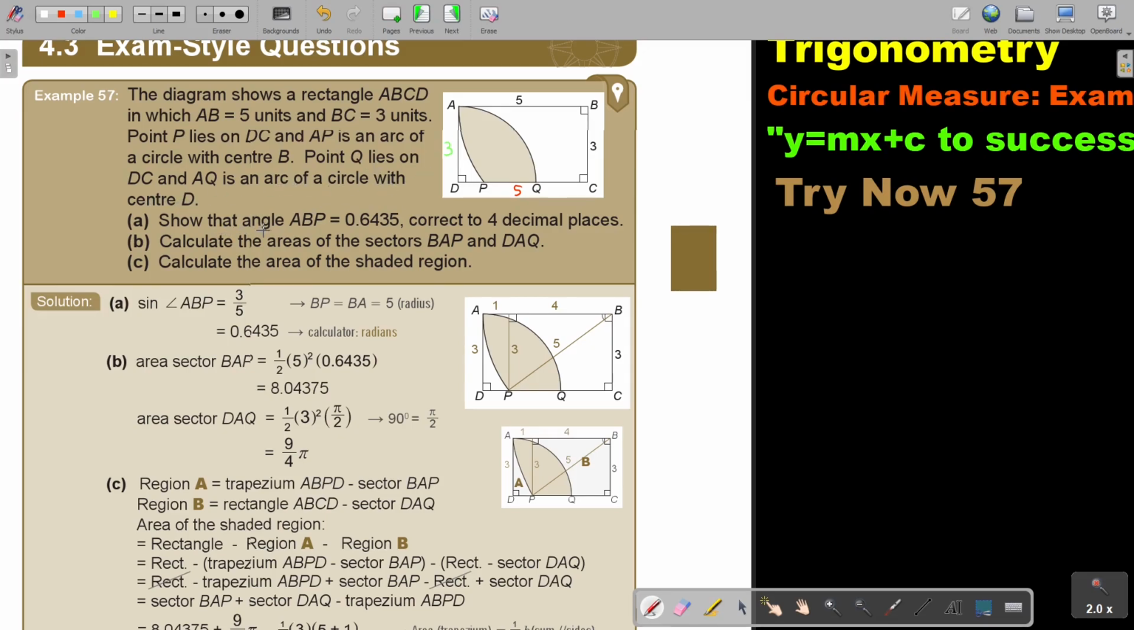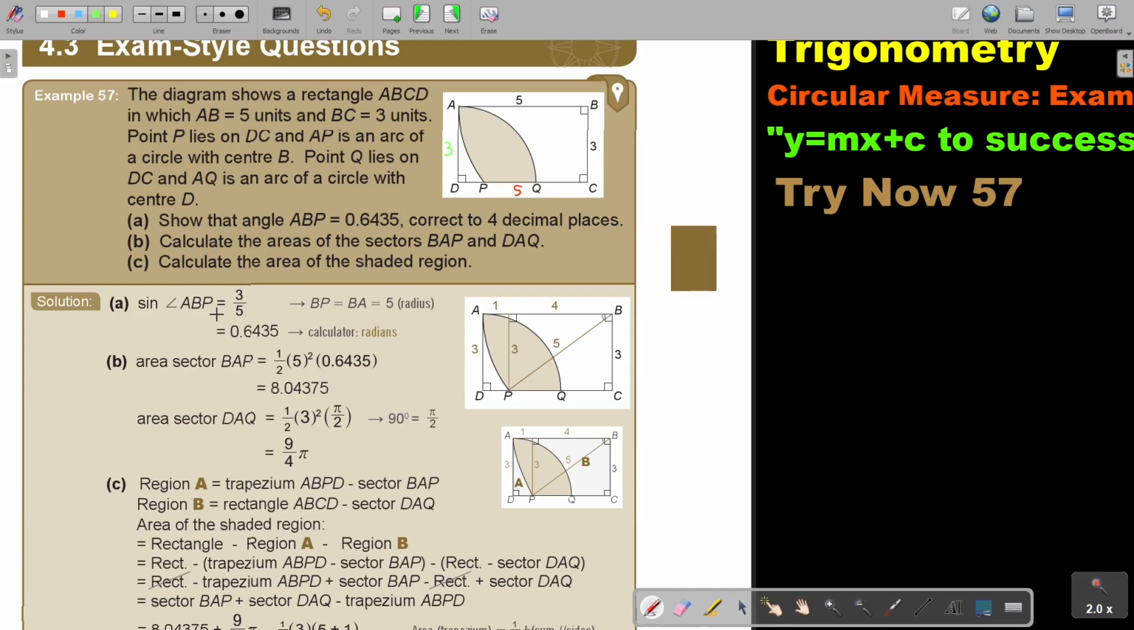Now, show that angle ABP is 0,6435, correct to 4 decimal places. If they don't put degrees, it means it's radians. So first thing, stop, put your calculator on radians. Okay, now we can start.